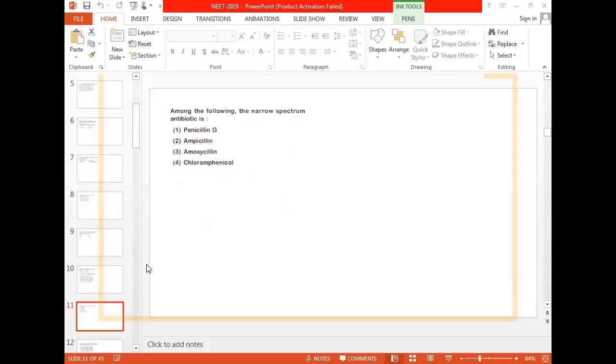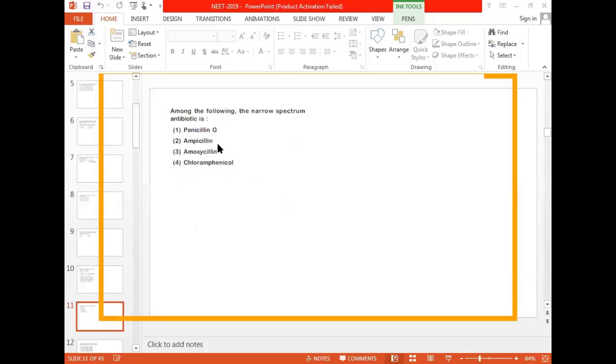Who is going to read this question? Among the following, the narrow spectrum antibiotic is penicillin. That's all. Nothing to explain here. Direct question. Which of them is going to show a narrow spectrum? That is penicillin G. We are going with option 1.